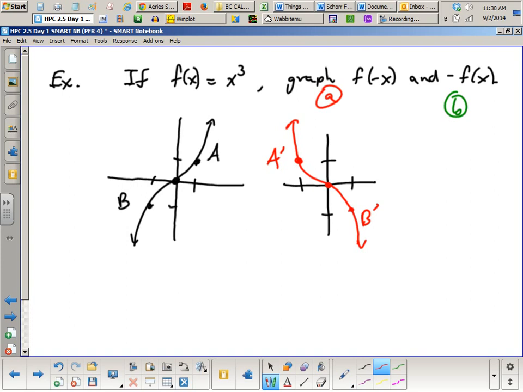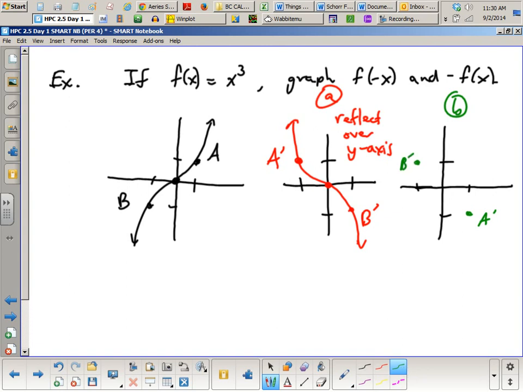Okay? Now let's flip it over the other axis. So this one, let's go ahead and title it, it was reflect over y-axis. So what would happen if I reflected it over the x-axis? Okay, so point A is now going to be down here, because it reflected over the x-axis. And point B is over here. And the origin point, that didn't move.